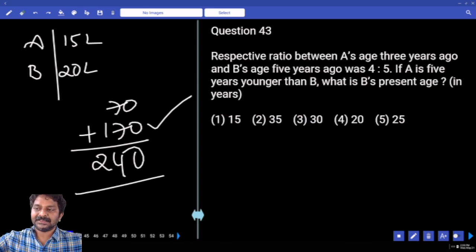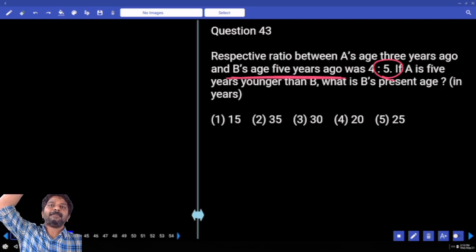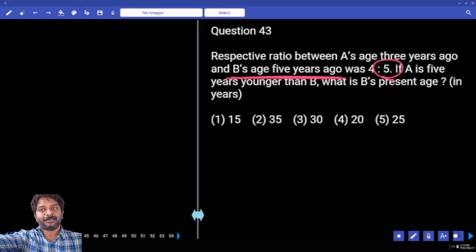The respective ratio between A's age 3 years ago and B's age 5 years ago was 4:5. If A is 5 years younger than B, what is B's present age? So from the ratio, B's age is how many parts? When was this? 5 years ago, 5 parts, in the sense it should be a 5 multiple, right? To get the present age again we have to add 5 years to the 5 multiple. Again the answer is a 5 multiple. All options are there. Nothing can be done.